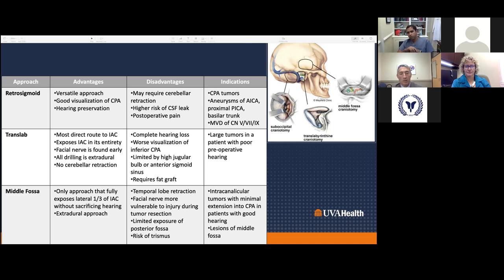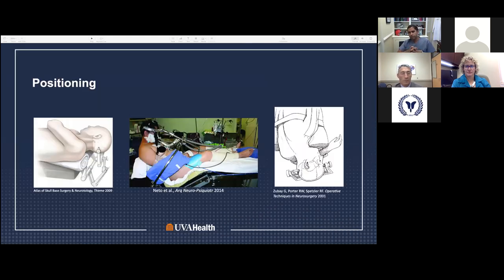So, with some understanding of surface anatomy, I think the next question that comes up, now that we've selected the approach and are going to focus on the retrosigmoid approach, is: how do I position the patient? What's the best position? Again, what seems to happen is familiarity and ability.